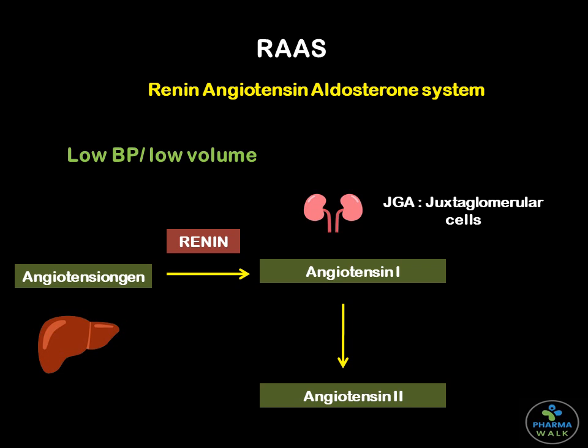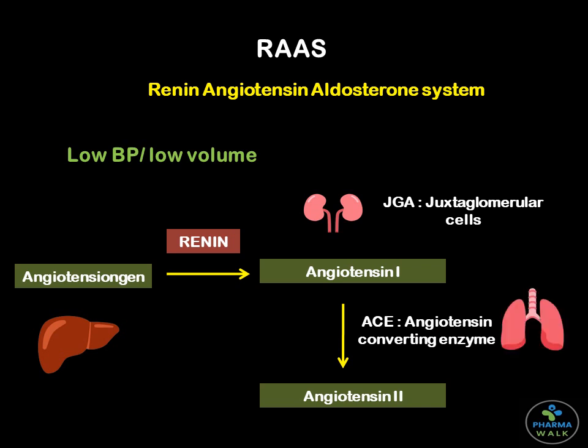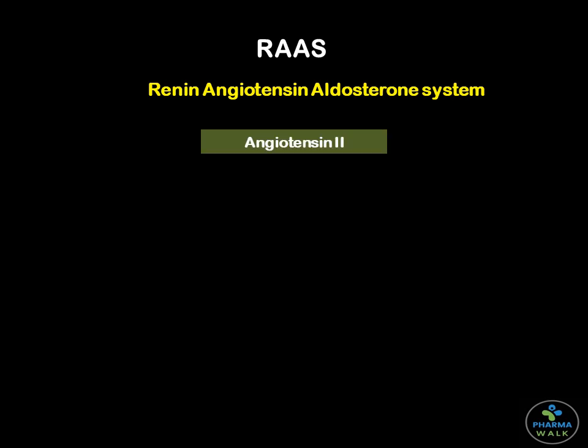For any chemical reaction, we require an enzyme. So this conversion happens with the help of the enzyme ACE, angiotensin converting enzyme, which is provided by the lungs. Now angiotensin 2 can increase the blood pressure. It's the second character of our movie. How will angiotensin 2 increase the blood pressure? Angiotensin 2 binds with the AT1 receptor.